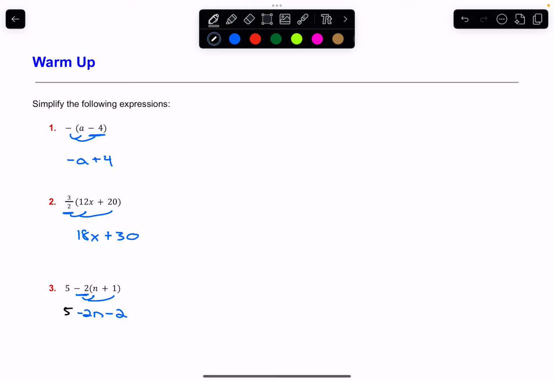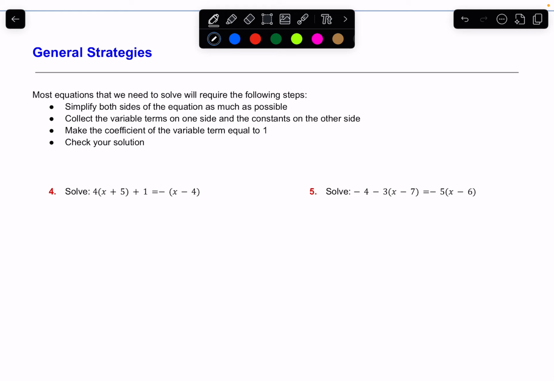All right, so now general strategies for solving equations. Most equations that we need to solve are going to require the following steps. Okay, we're going to need to simplify both sides of the equation as much as possible. We are going to try to collect the variable terms on one side and the constants on the other. So 2 very key things to start. First is to simplify. Okay, always try to make each side as simple as possible before you get moving. And then the actual strategy for how we solve is we collect variable terms on one side, and on the other side, we collect the constants.